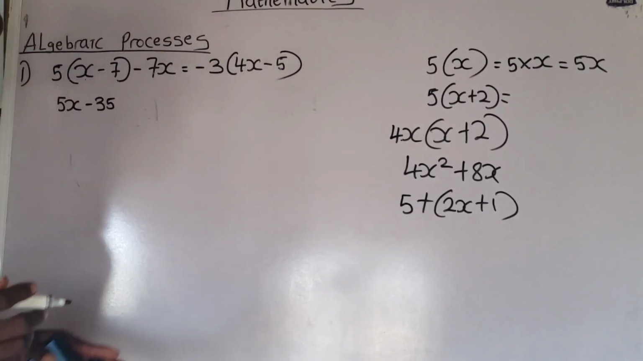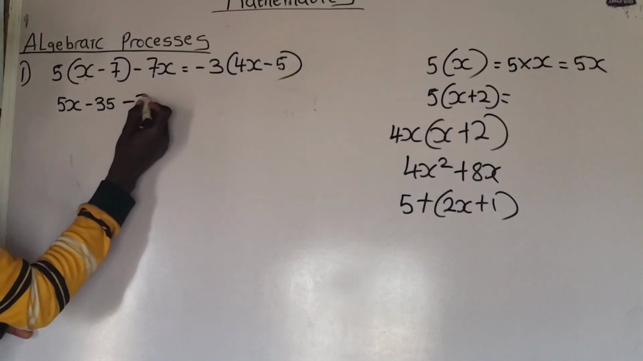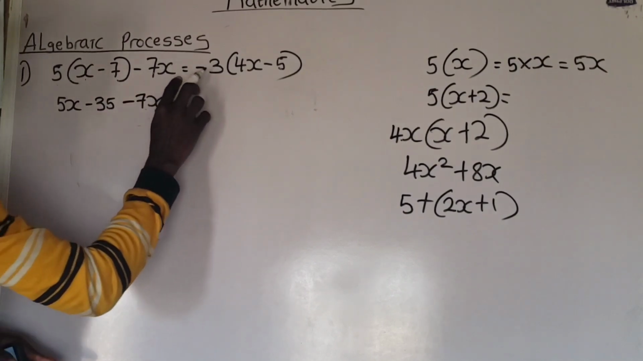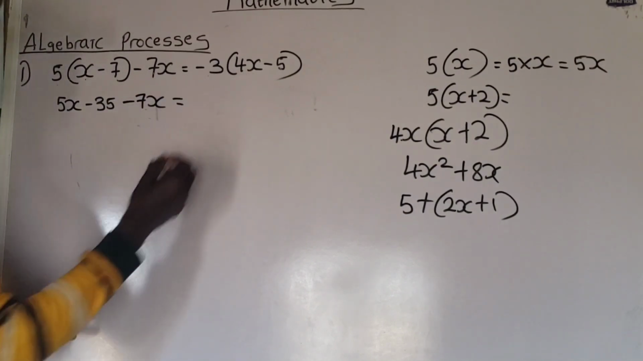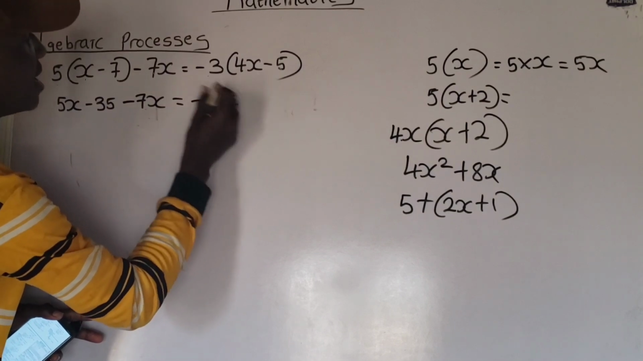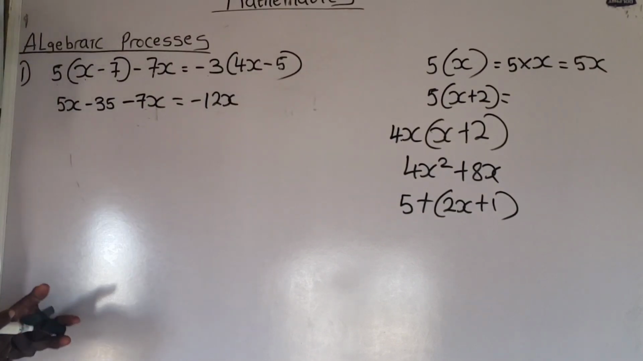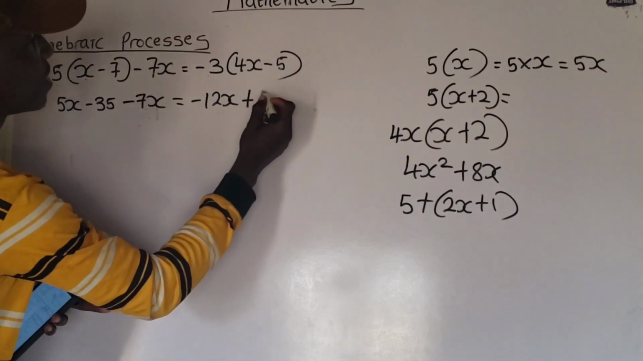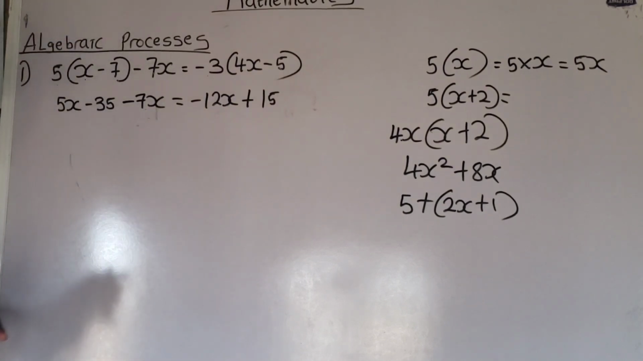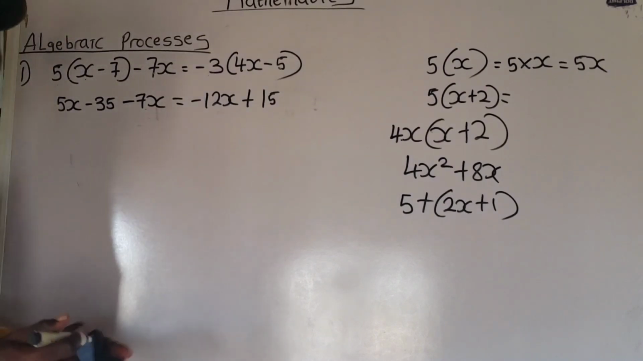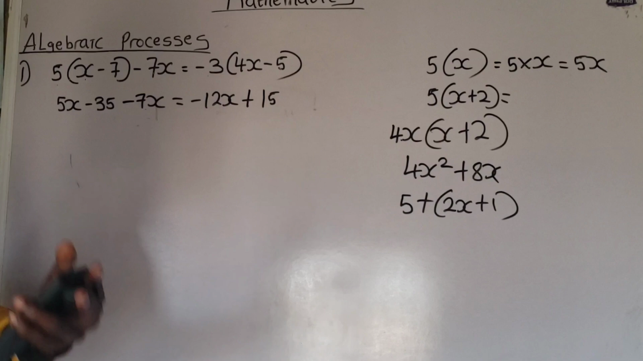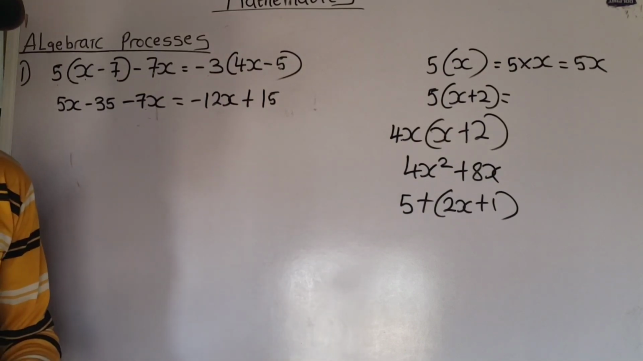So pay attention. Okay, so for this, I'm going to have negative 7x equals, okay, negative 3 multiplied by 4x. That will be what? Negative 12x. Negative 3 multiplied by negative 5. That is what? Positive 15. Okay, let me quickly teach you the rule of sign. Anytime you are multiplying a negative number with a negative number, you are going to get a positive number. Are you paying attention?